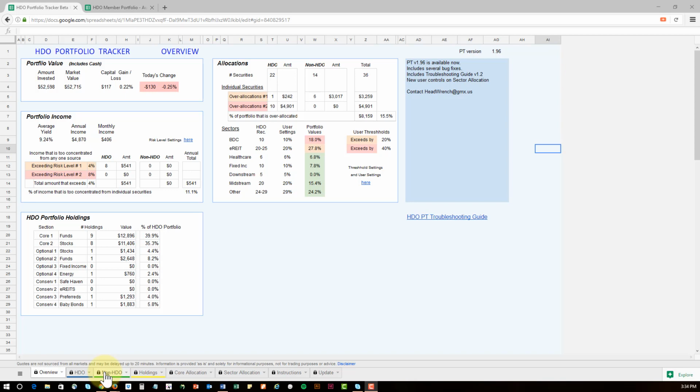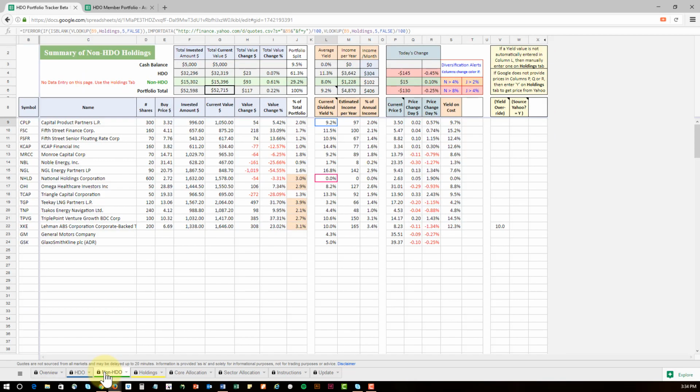We're going to start on the non-HDO tab, as the tracker separates your holdings into those that are HDO holdings and those that are not. For a non-HDO holding, you'll notice the symbols will appear in alphabetical order, top to bottom.